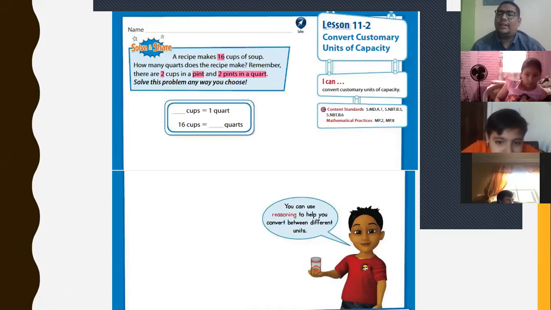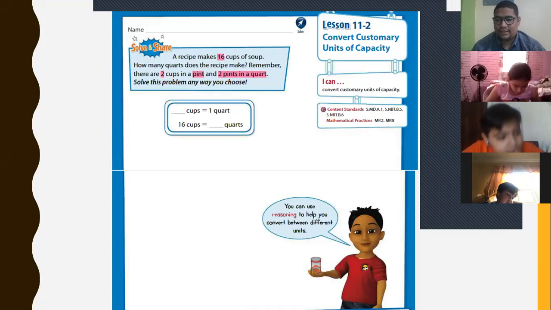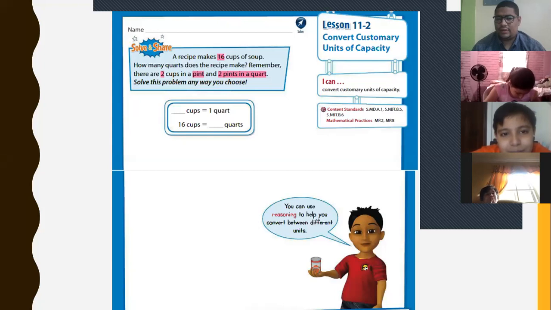Now, Miguel Avila, could you please help me to read this problem that we have? A recipe makes 16 cups of soup. How many quarts does the recipe make? Remember, there are 2 cups in a pint and 2 pints in a quart. Solve this problem any way you choose.